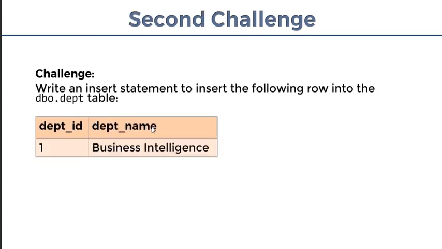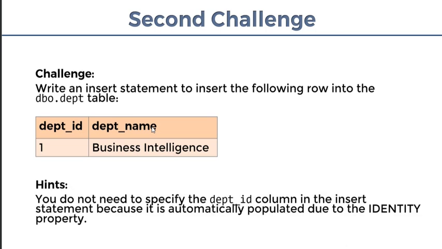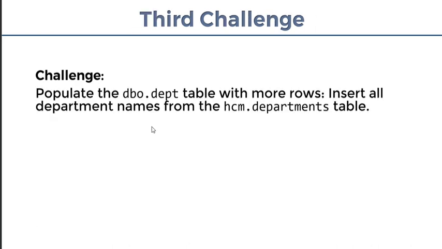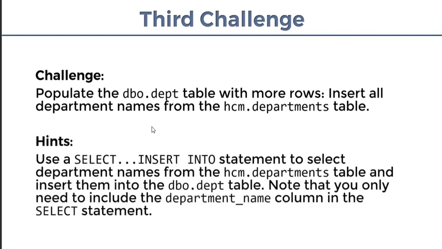See, write an insert statement to insert the following row into the department table. You do not need to specify the department ID column in the insert statement because it is automatically populated due to the identity property. Populate the department table. Third challenge, insert more rows, all department names from the HCM table. This is the third challenge. Later we will see the results.